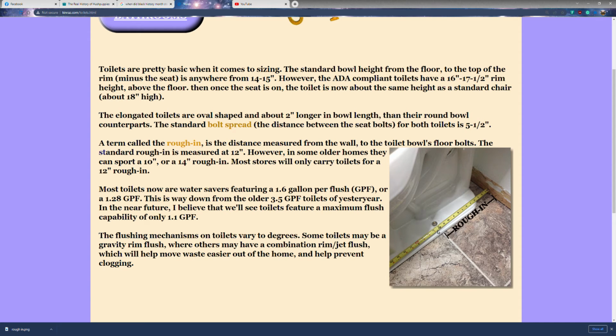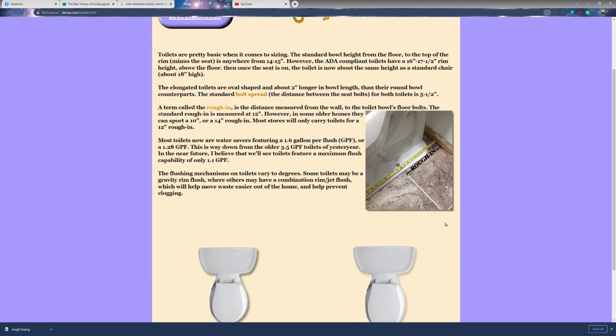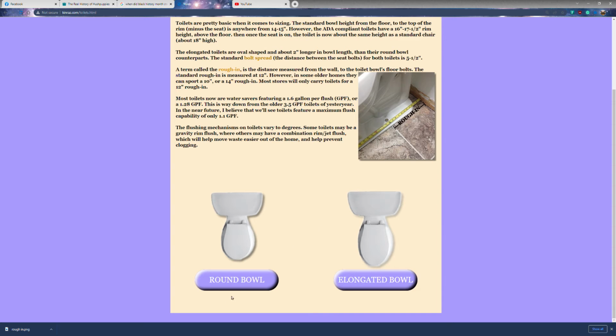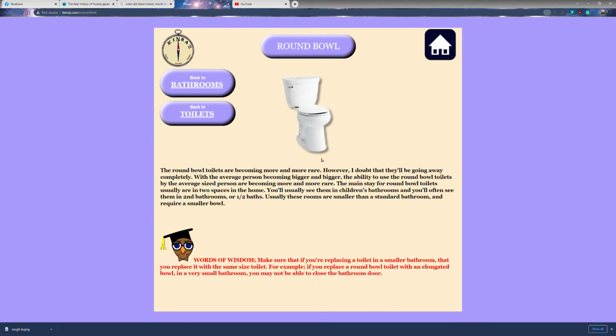And with today's internet age, you can pretty much order anything and get it in a couple of days. So that's the rough-in part. That's going to be the most important part. So whether you have round or elongated, that's something you're going to want to look at, is the rough-in. So the round bowl, basically, that fits into smaller bathrooms.